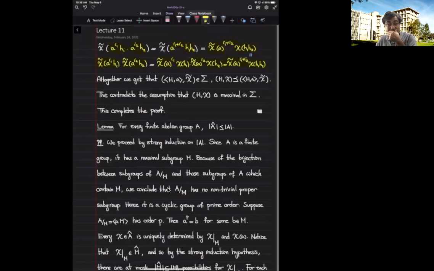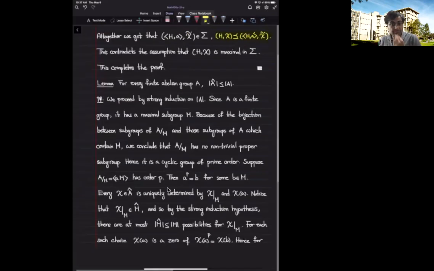So it's a group homomorphism, and the pair H comma chi is strictly smaller than the pair of the group generated by H and A prime and chi tilde, and that gives us a contradiction. And therefore, a maximal element of sigma looks like A comma chi for some chi. And that completes the proof of this lemma. Now let's see how this helps us.